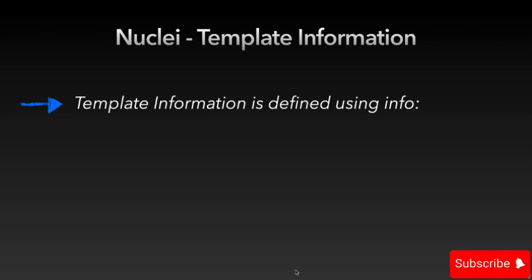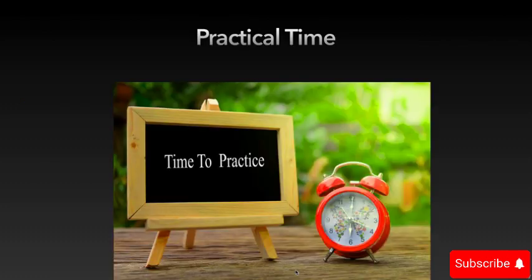So the first block that we are going to learn today in the template formation is the informational block. So it is the practical time. Let's quickly jump on and write the first template block. I've given the name as infoblock.yml. The first thing that we are going to specify is the ID. ID specifies the name of the template that you want to give. Let's give the name as nuclei info block.